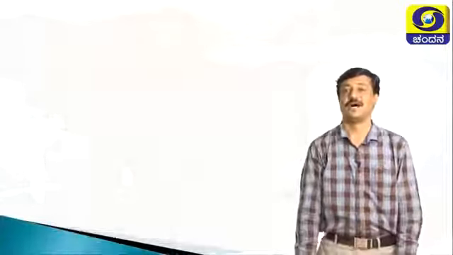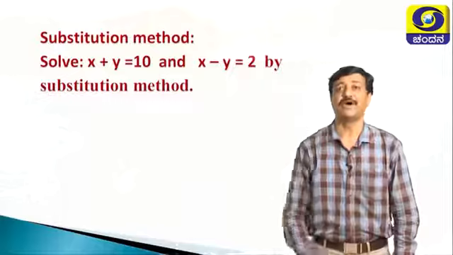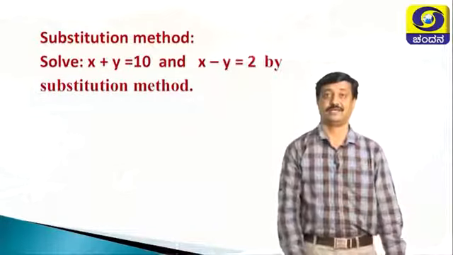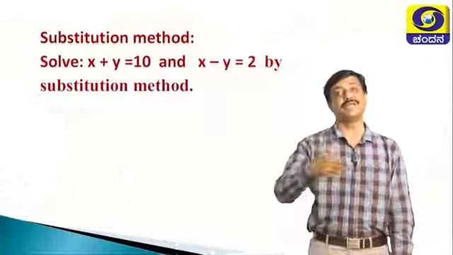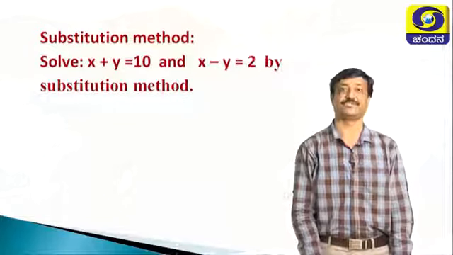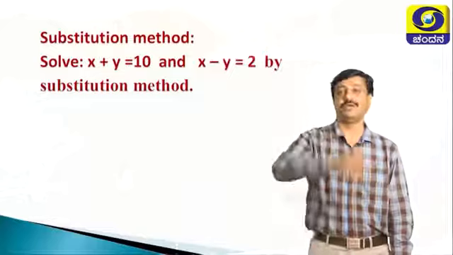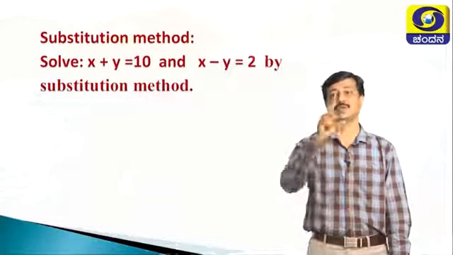Next, how to solve a pair of linear equations in 2 variables by algebraic method. Here is the first method, the substitution method. The name itself says we are going to substitute one equation into another. The 2 equations given are x plus y equals 10 and x minus y equals 2.